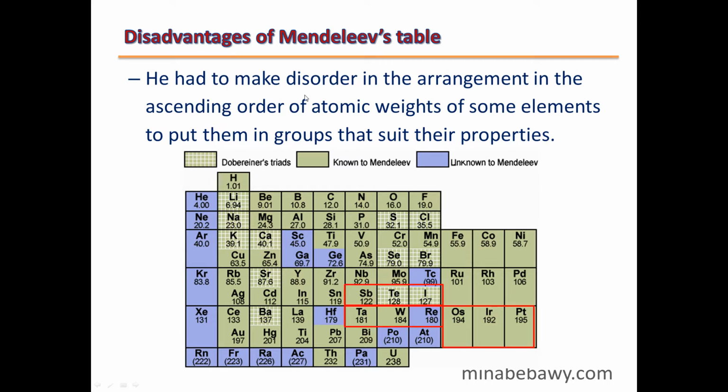So Mendeleev had to make this disorder in the arrangement, in the ascending order of atomic weights of some elements. And this is an important give reason question also. This is done by Mendeleev to put them in groups that suit their properties.